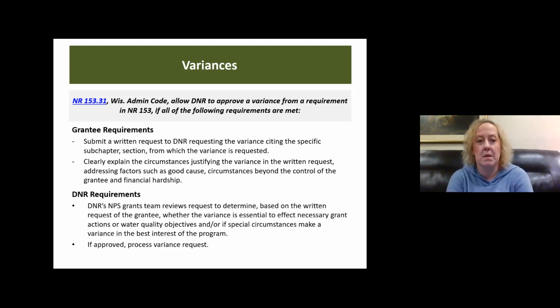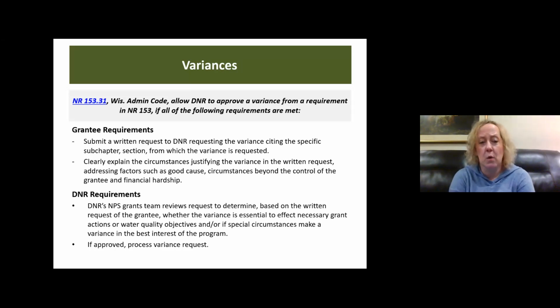And oftentimes we'll help you determine which specific section that is. And then clearly explain the circumstances to justify why that variance is needed, and essentially do that in writing. You know, address those factors of good cause, and usually we need to see that the reason for the variance is something that's beyond the control of the grantee, or essentially likely due to financial hardship of the landowner.